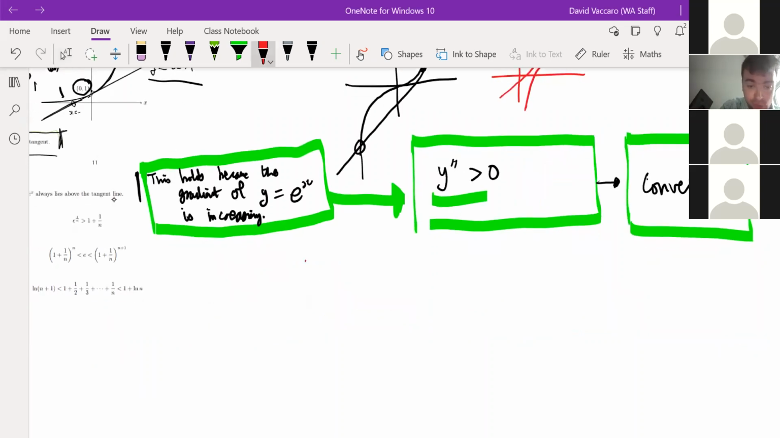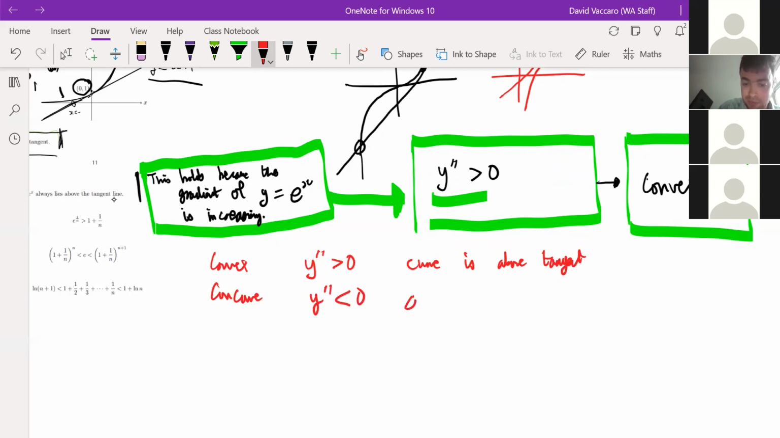So we've got this nice little relationship that if y double dash is bigger than 0, and that's when the curve is convex, then the curve is above the tangent. And a curve is concave if y dash is less than 0, and in that case, the tangent is above the curve.